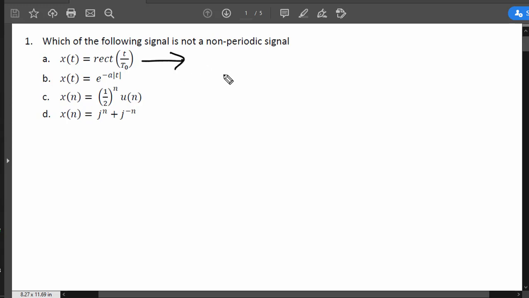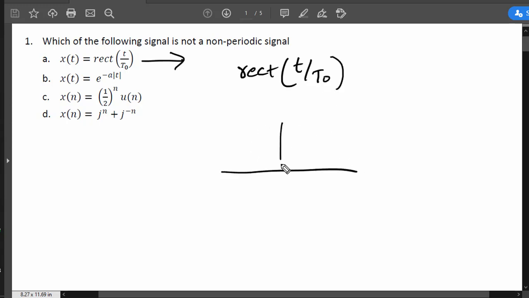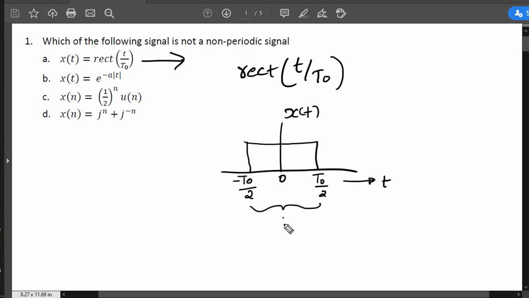RECT, the name itself says it's a rectangular pulse. RECT of t by T naught, right? And graphically, this is how it is defined. This is the independent variable t. This is x of t. As the name says, it is a rectangular pulse. Fine. So on the negative side of t, it starts from minus T naught by 2. On the positive side of t, it ends at T naught by 2. Just make sure that the total width is T naught.